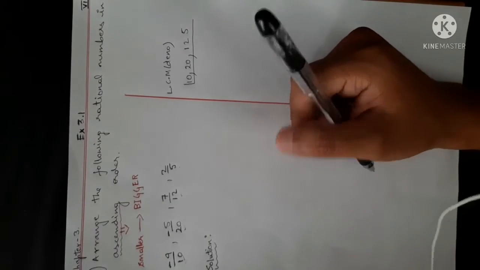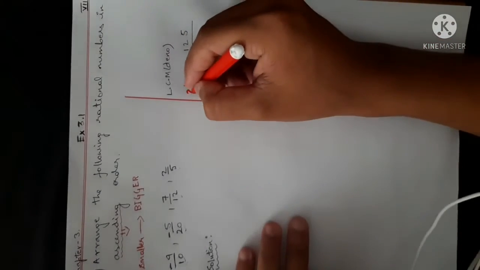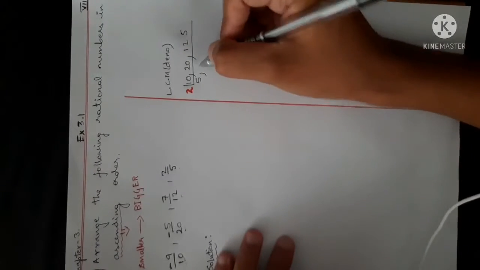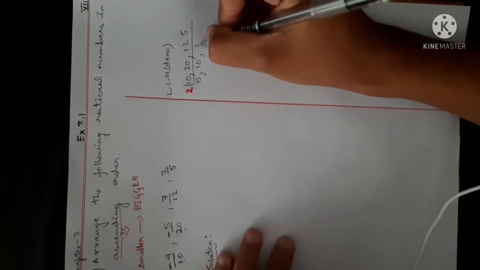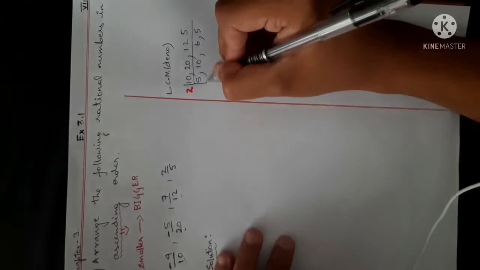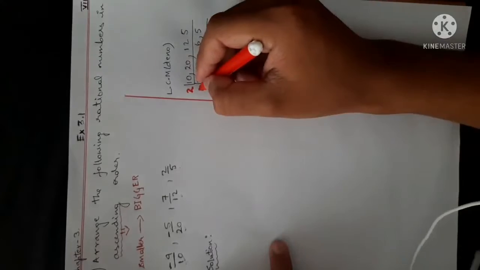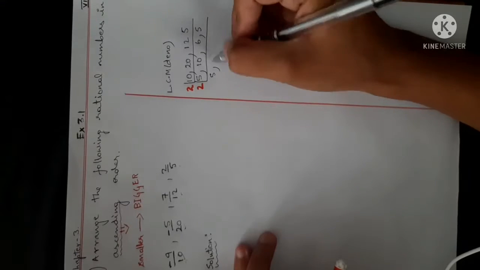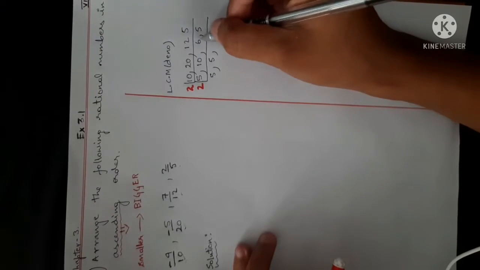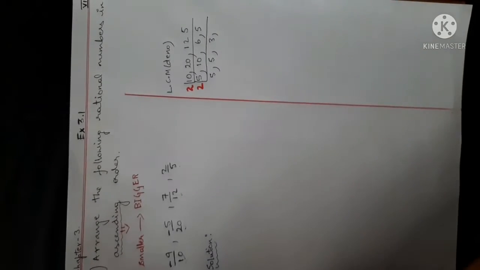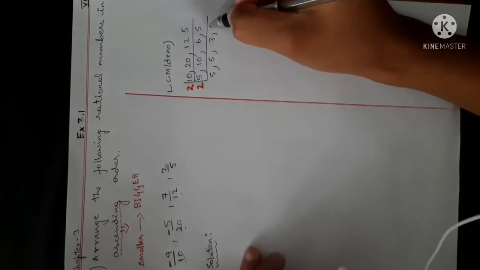So what we do, let us go with 2 first. 2 into 5 equal 20. 2 into 10 equal 20. 2 into 6 equal 12. 2 into how much equal 5? There is no number, so we just write 5. Next, let us do again by 2. 2 into 5 equal 10. 2 into 3 equals 6. 2 into how much equal 5? No number, so we just write 5.